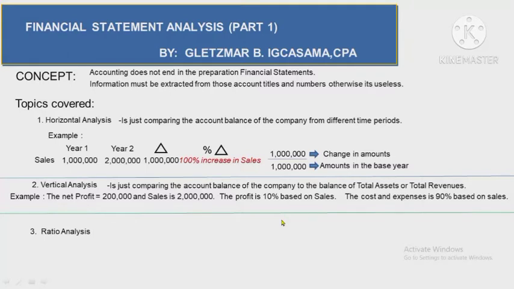So that's it. Let's go now to the longest topic under financial statement analysis, which is ratio analysis. In this topic, you will encounter a lot of formulas that can easily be forgotten.